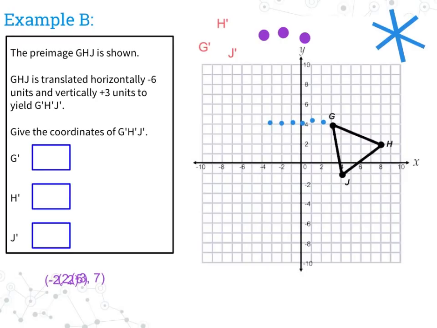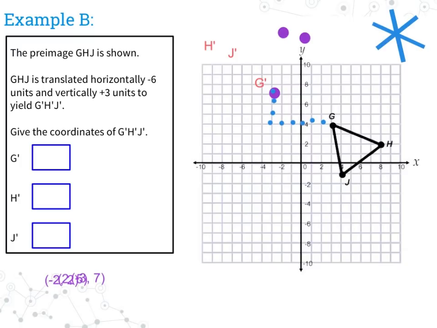Now, it talks about going vertically 3 units, so I know, since I'm adding 3, vertically means going up, so I'm going to count 1, 2, 3, and then I'm going to place my point for G prime right there. So I'm going to take a point, put it right where G prime will be, and bring down G prime to label it.